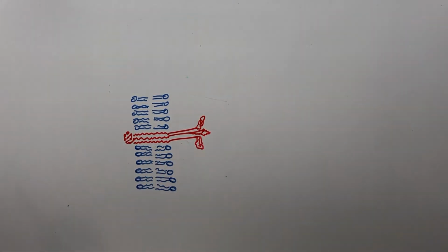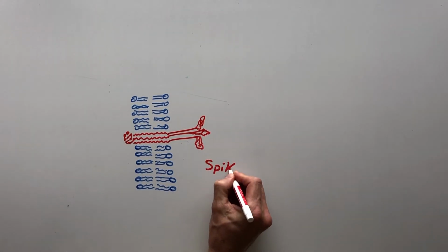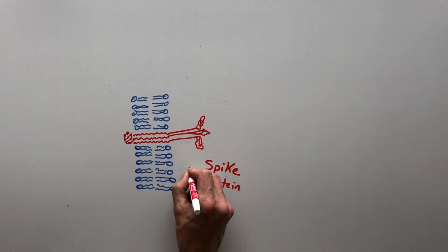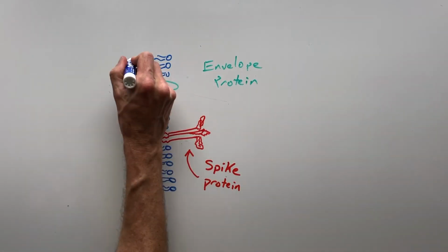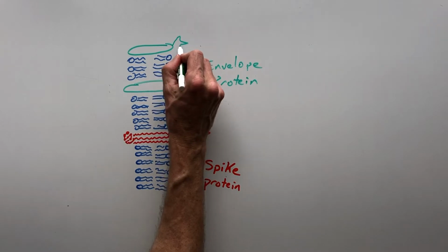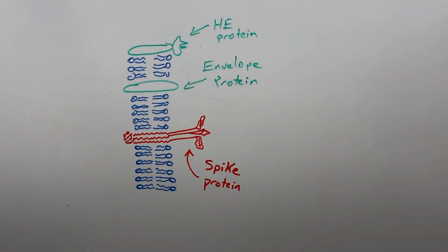Here we see the plasma membrane in blue, and the spike protein is embedded in that plasma membrane. In addition to the spike protein, there are three other proteins in the plasma membrane: the envelope protein, an HE protein, and a membrane protein.